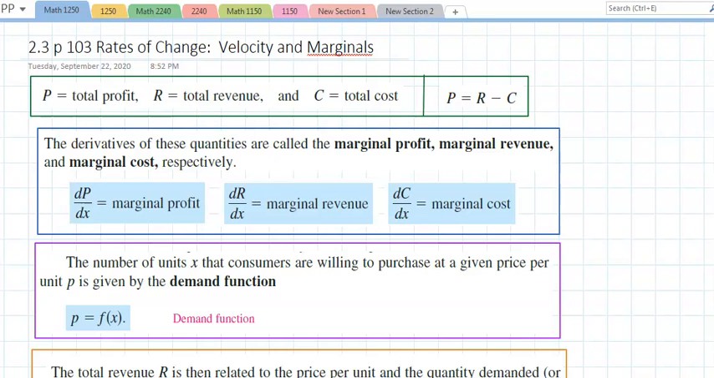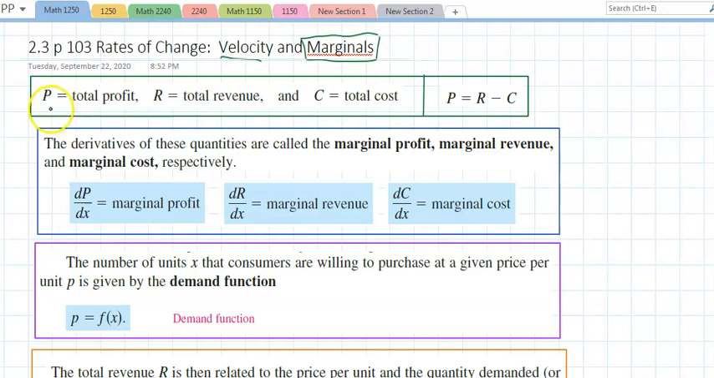Alright, section 2.3 is on page 103, talks about rates of change. The book talks about velocity and marginals. We're going to focus on marginals, of course. Velocity has the same concept, but on a different application. So, three things we're going to be using all throughout this course.